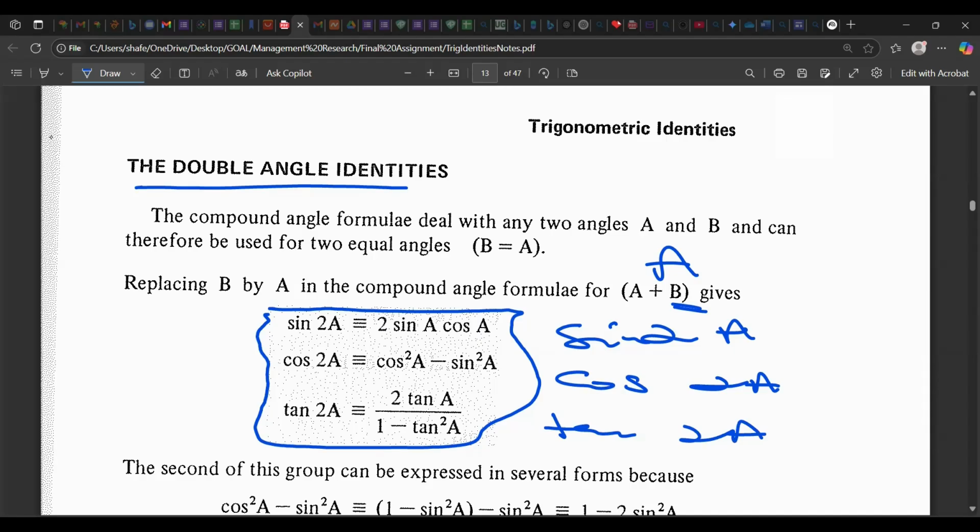And if you put those inside of where you see B, you put A, you're going to get these identities. Sine 2A being this, cos 2A being that, tan 2A being that, right? So these are three new identities. When you look at them alone, you can see ways of memorizing them, right?